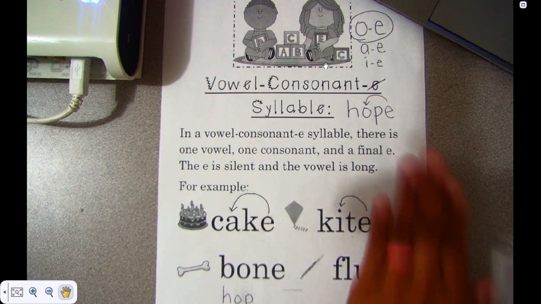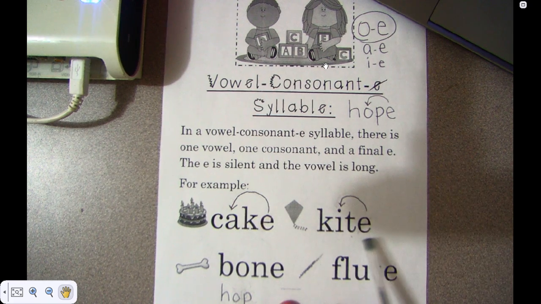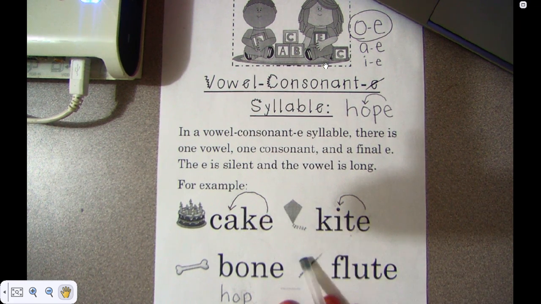So in this word, when I cover up the E, it is kit with the I making the I sound. But when we add that silent E at the end, it jumps over and makes the I say I. So it becomes kite.